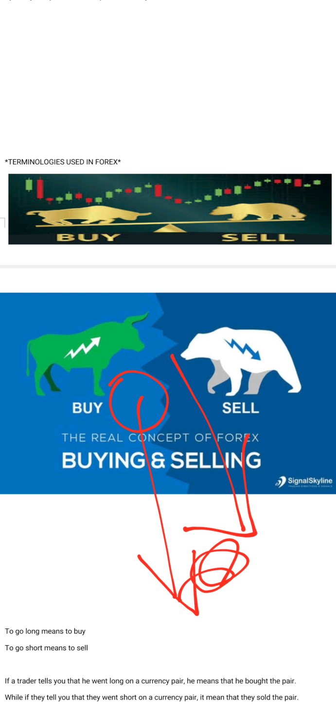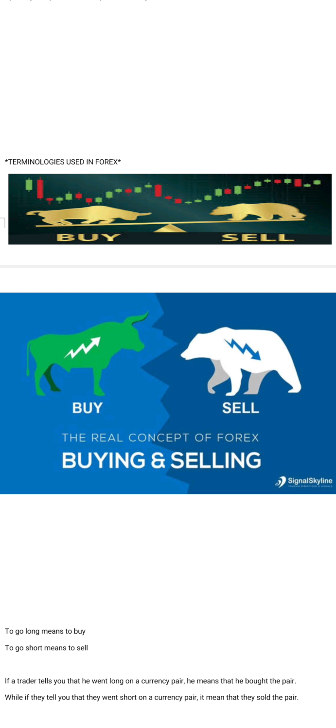Now in forex, we represent buys with a bull. When we say we are bullish on a currency, it means we are buying. Bulls represent buy. Then bears: when we say we are going short, short means we want to sell. So we use bears to depict the fact that we want to sell in forex. So if we say we are going long, we are buying. If we are going short, we are selling.